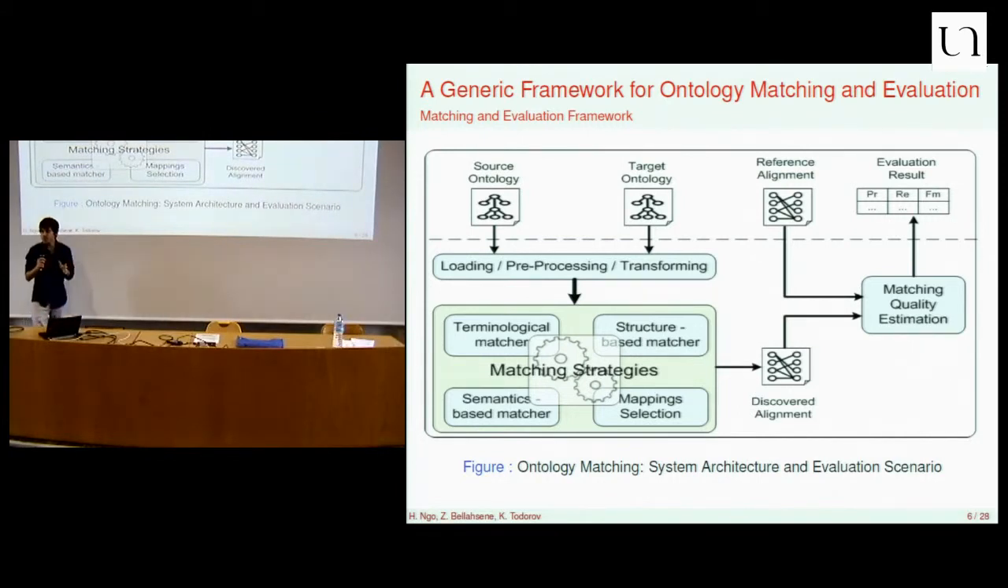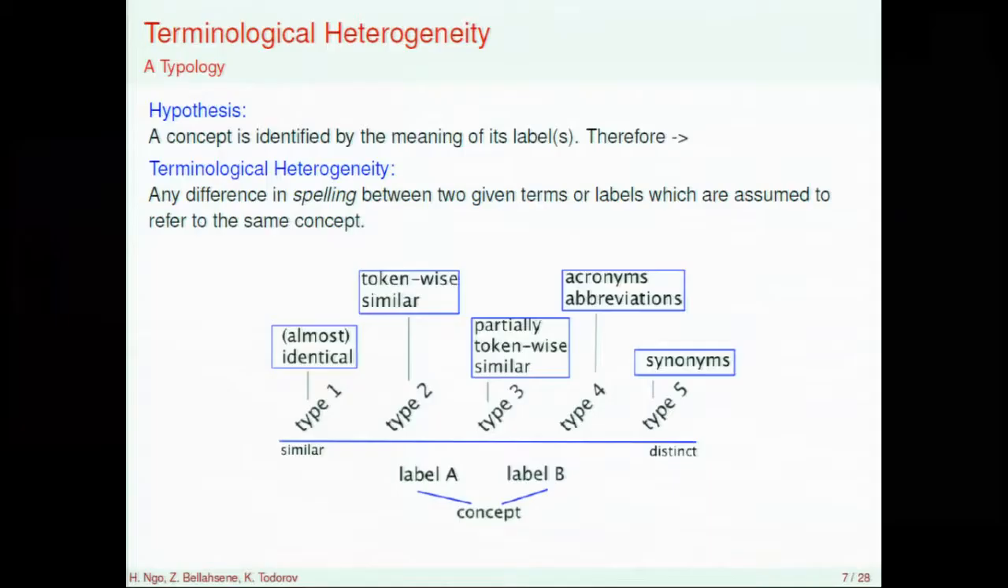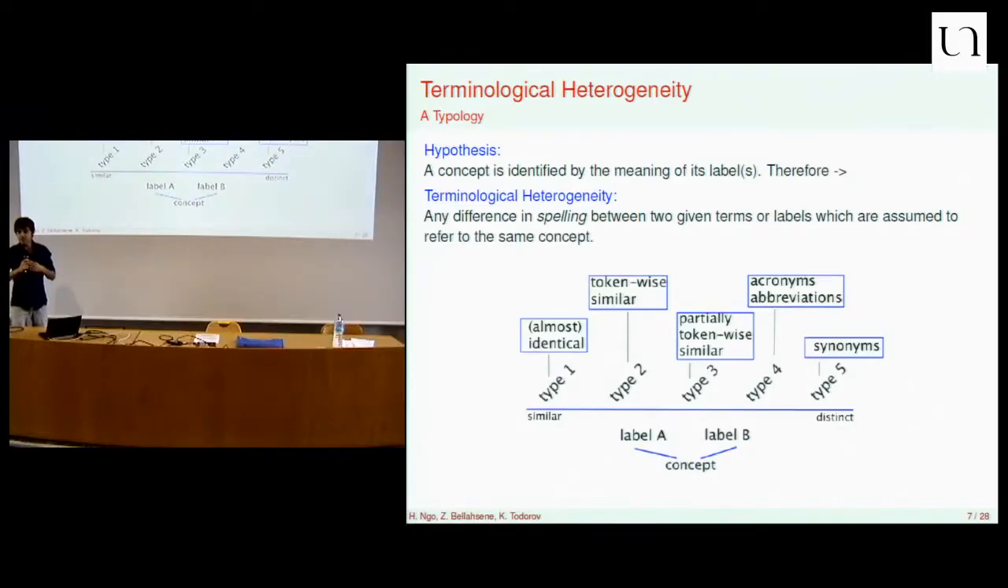So what I'm going to focus on in this talk is the terminological heterogeneity between ontologies. So we are interested in measures for similarity between concepts based on the terminology. Our hypothesis is that a concept is identified by the meaning of its labels, like meaning that can be found in dictionaries. And therefore the heterogeneity between concepts will be defined as any difference in the spelling of their labels. So any difference in the naming convention that has been chosen to refer to one and the same concept. So assuming that the concept is language independent.